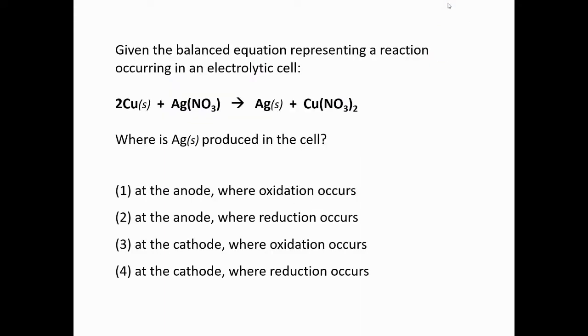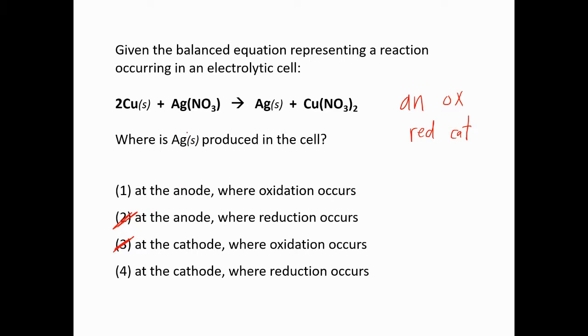Given the balanced equation representing a reaction in this cell, where is silver produced in the cell? At the anode where oxidation occurs, or at the cathode where reduction occurs. Okay, right away we can cross off a couple of answers. We know An Ox and Red Cat. An Ox and Red Cat tells us that at the anode, oxidation happens. So at the anode, we don't have reduction happening. At the cathode, we don't have oxidation happening. So 2 and 3 are nonsense answers.